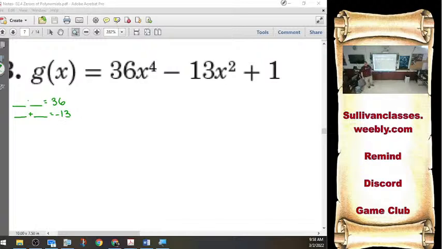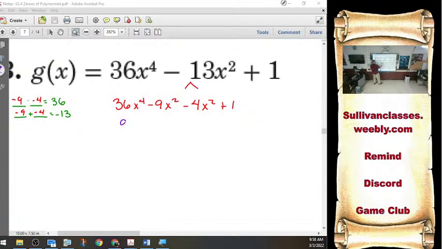AC method. 36 times 1 is 36. What factors of 36 add up to negative 13? So I split my middle term. There we go: 36x to the fourth minus 9x squared minus 4x squared plus 1.